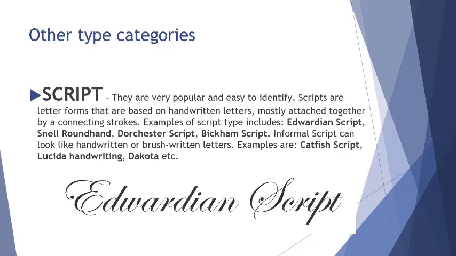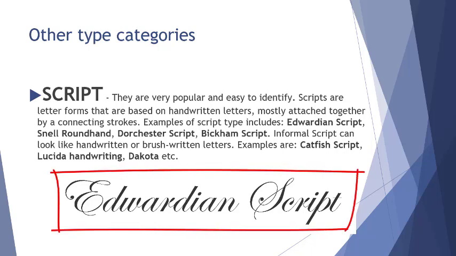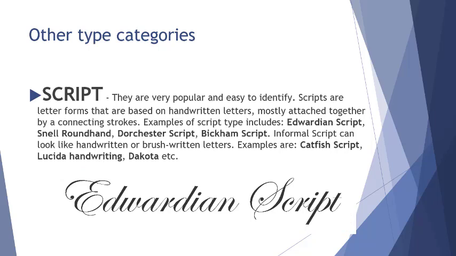Informal script can look like handwritten or brush-written letters. Examples are Catfish Script, Lucida Handwriting, and Dakota, and so on. Now, this is an example of a script font here, Edwardian Script. And you can see script fonts are known for their curly nature, so they are easily identified.